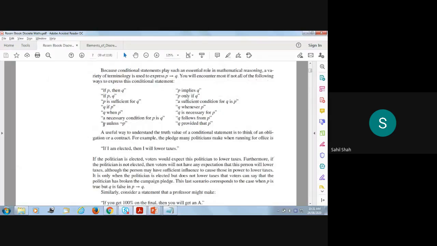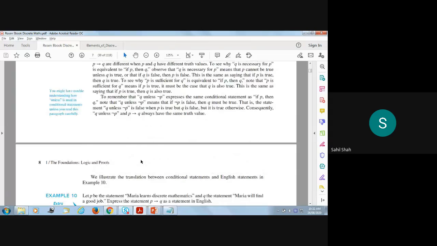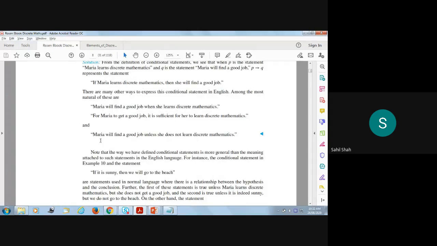Okay. Q unless negation of Q means what? Q will happen if and only if P is going to happen. Q won't happen if P will not happen. Q unless negation of Q. Just observe the last one.